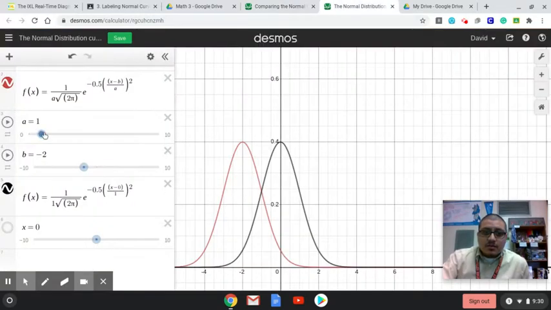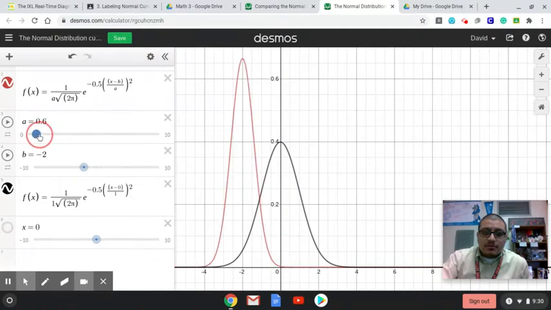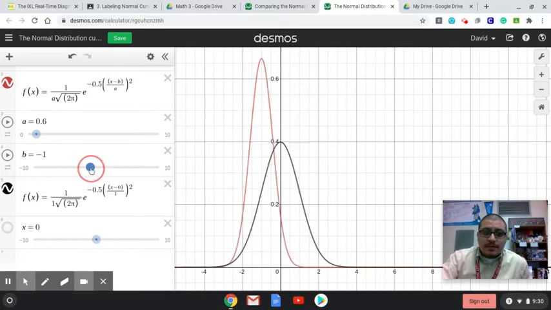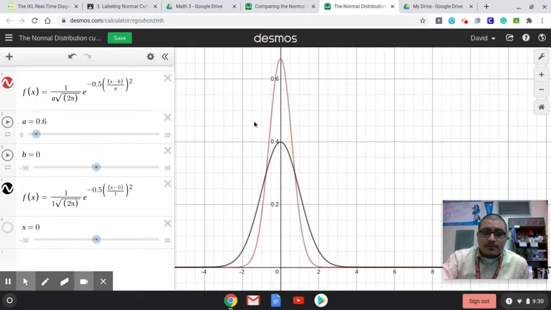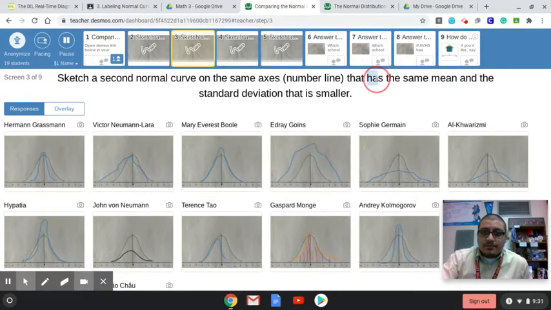So if the standard deviation is smaller, it'll be squeezed in. And if the mean is the same, then it'll basically have the same line of symmetry. They'll both be lined up right at zero. So it could look like that, or maybe even less. It should be a little bit squeezed in and going up a little bit higher with a smaller standard deviation.